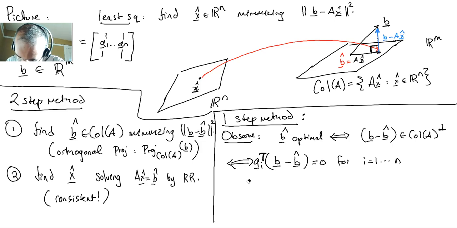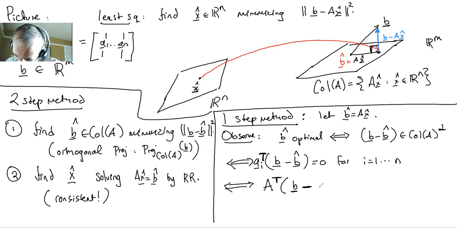So now I'm going to write this in matrix notation. It's the same as saying A transpose times this vector, B minus, and now what's B hat? Well, B hat is AX hat, right? B hat is AX hat. So let this be the case. This is true if and only if this is true. I'm just stacking these N equations into a single matrix equation.